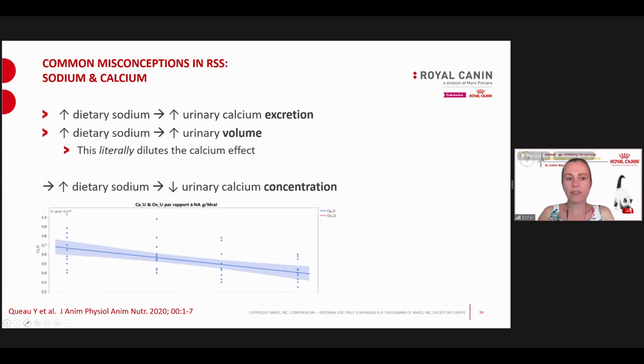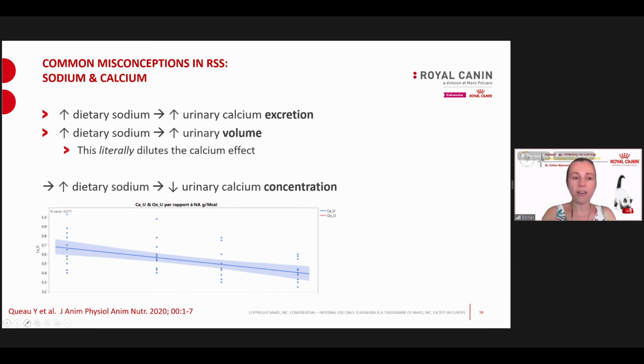Another misconception that is quite regularly communicated by some other pet food companies is that if you give increased sodium in the diet, it will also increase urinary calcium. Now, this statement is missing a word, because yes, increasing sodium in the diet increases urinary calcium. What does it increase? Urinary calcium excretion via the sodium calcium co-transporter in the urine. But we also know that a high sodium diet dilutes the urine significantly. There is an increase in the urine volume, and this literally dilutes the calcium effect.